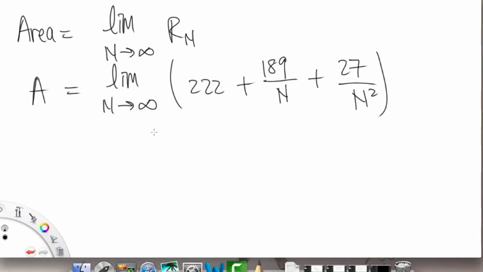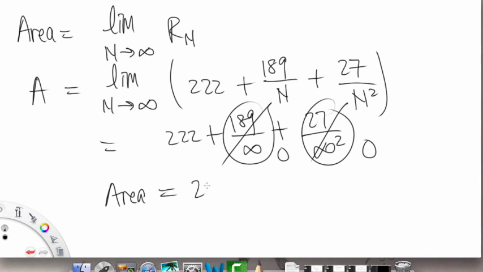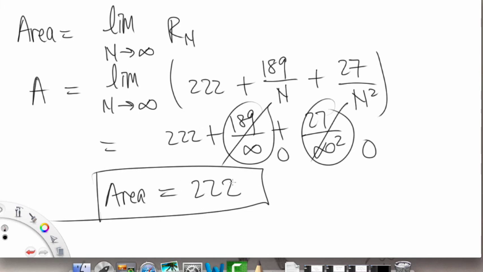Okay? So when we plug that in, we just get 222 plus 189 over infinity plus 27 over infinity squared. So both of these terms, the final ones, are going to go to 0. So our final answer is going to be that the area is equal to 222. Sorry about that. Okay, so yeah, that's it. That is our final destination.